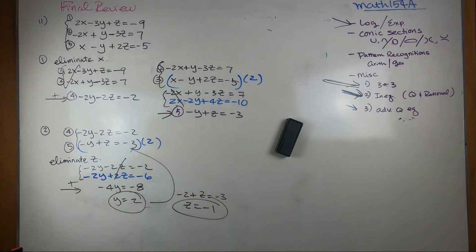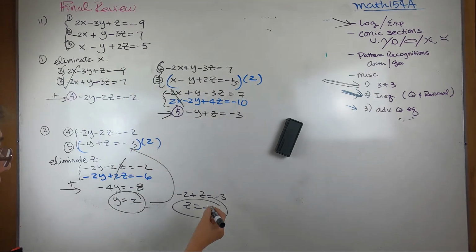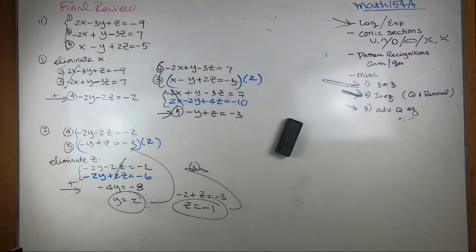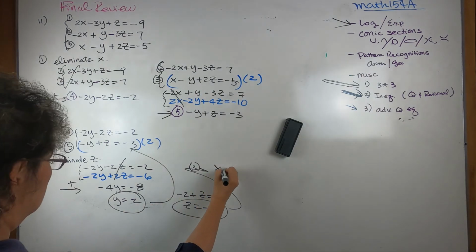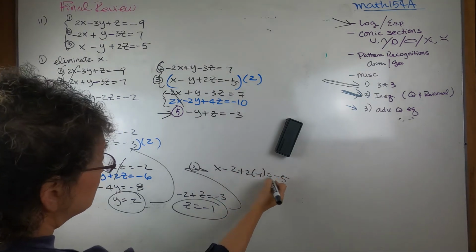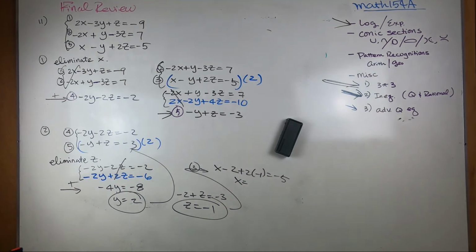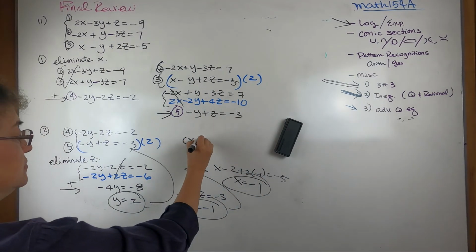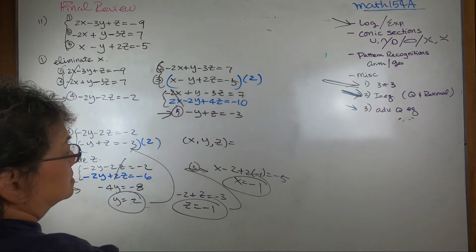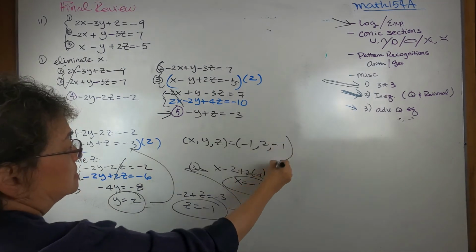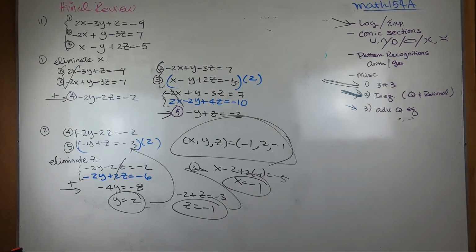Then what's my x? We just plug in maybe 3, okay? So I'm going to plug in the third one. That would be x minus 2, y is 2, plus 2 times negative 1 is a negative 5. So my x would be negative 4. Just solve it, right? So the answer for x, y, z would be what? Negative 4, y is 2, z is what? Negative 1. So that would be your answer.